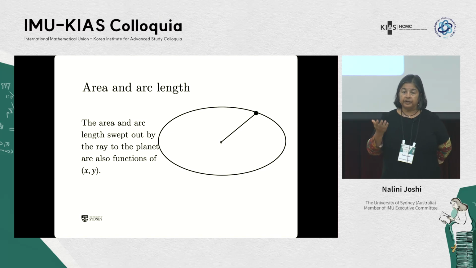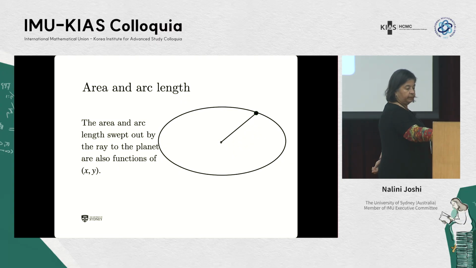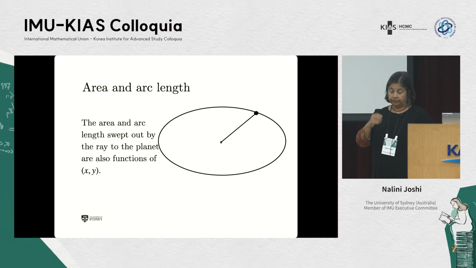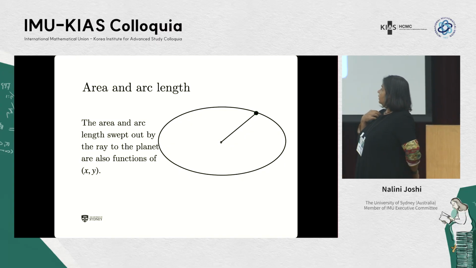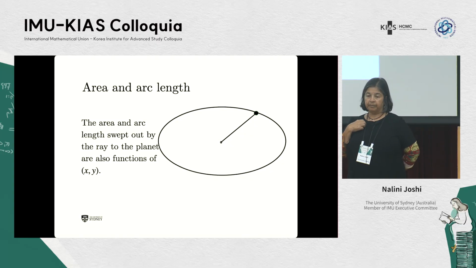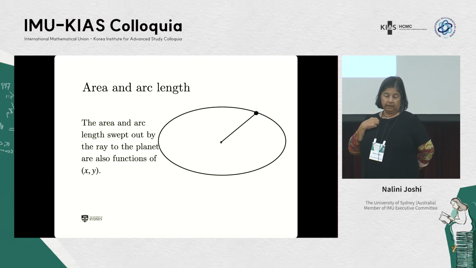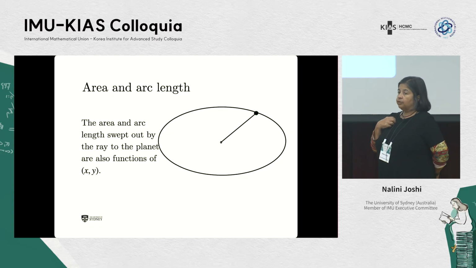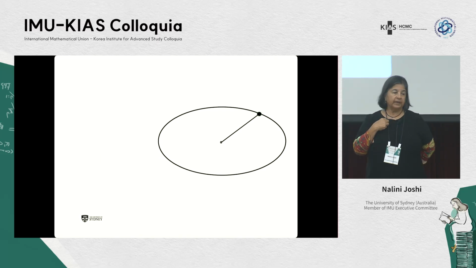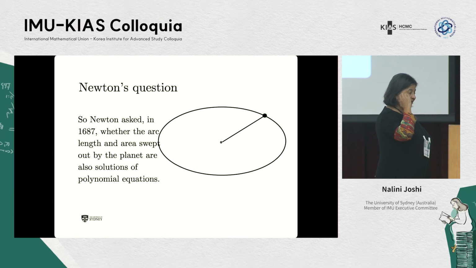So Newton asked a very simple question. This is explained in his Principia Mathematica, if you ever want to go and look at it. So Newton asked in about 1687 whether the arc length and the area swept out by that planet are also solutions of polynomial equations. And after asking that question, he himself gave the answer in, I think it's Lemma 28 in the Principia, which is written in Latin, if you ever want to go and check it out.